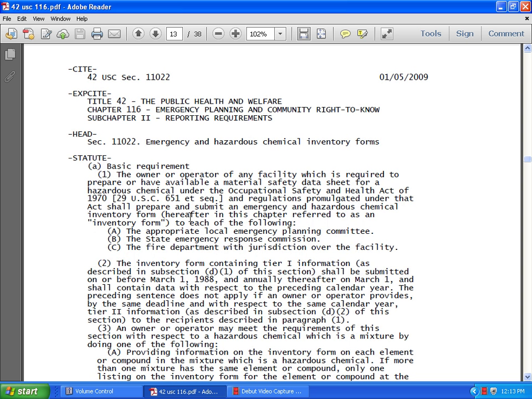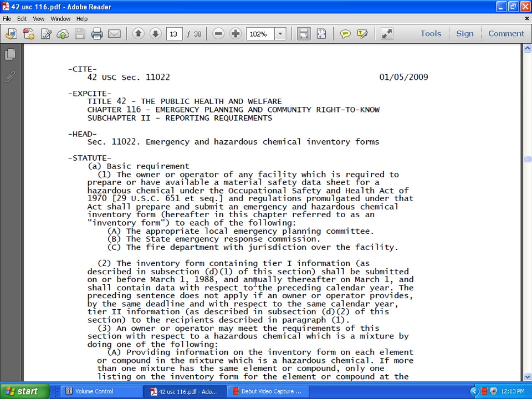Section 11022. Emergency and hazardous chemical inventory forms. (a) Basic requirement. (1) The owner or operator of any facility which is required to prepare or have available a material safety data sheet for a hazardous chemical under the Occupational Safety and Health Act of 1970, 29 U.S.C. 651 et seq., and regulations promulgated under that Act shall prepare and submit an emergency and hazardous chemical inventory form, hereafter in this chapter referred to as an inventory form, to each of the following: the appropriate local emergency planning committee, the State emergency response commission, and the fire department with jurisdiction over the facility.